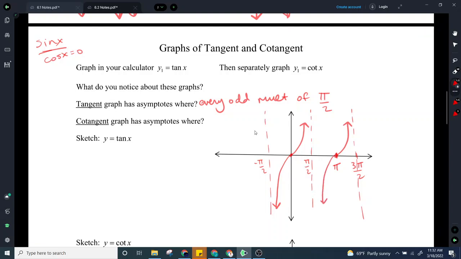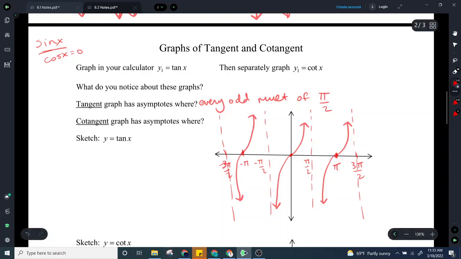So there's 2 cycles. We could go the other way if we wanted to do another one, -3 pi/2, and then at -pi, and so forth. It would just keep going as many cycles as we wanted to draw. All right, let's look at cotangent.